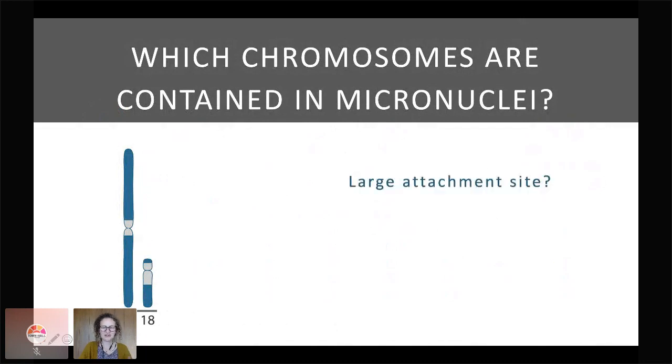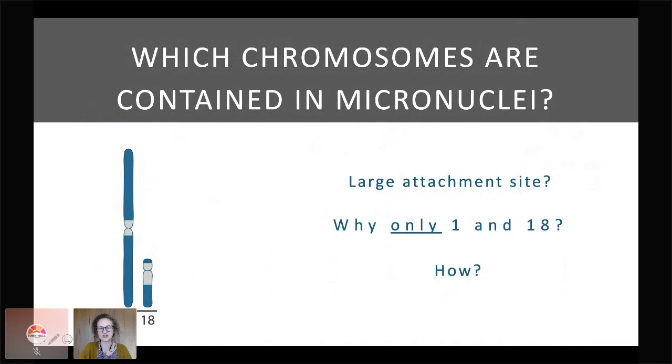For example, shown here, both of these chromosomes have a larger than average attachment site. So maybe it's possible that that is what's leading to them going into micronuclei. But it's interesting, why are only these 2 chromosomes affected? There are other chromosomes that have a larger attachment site that we didn't see in micronuclei.